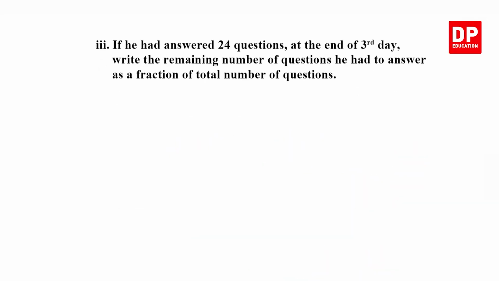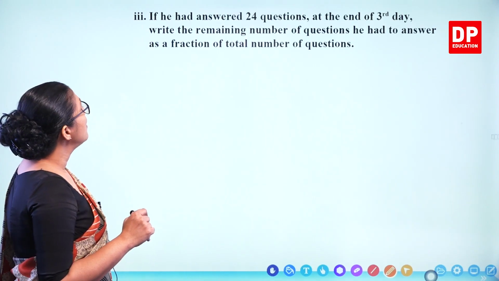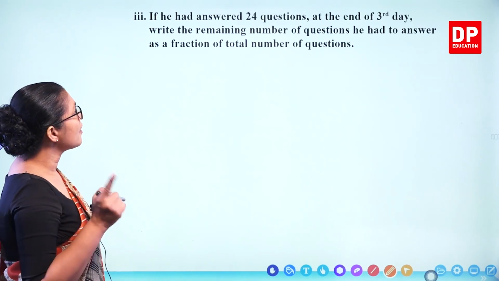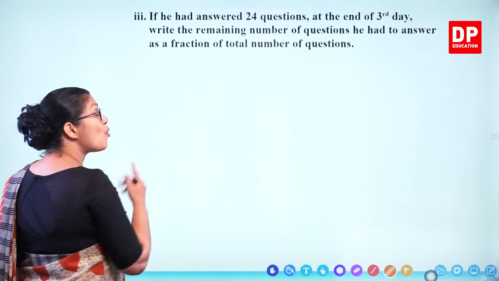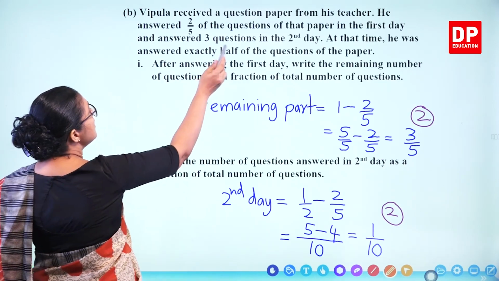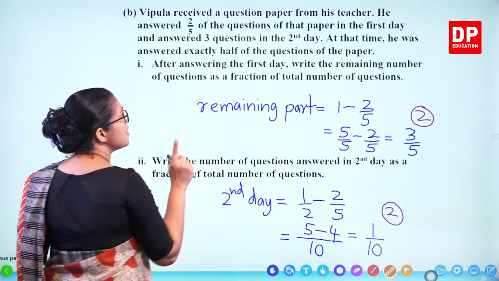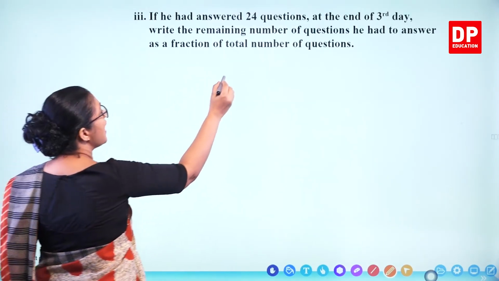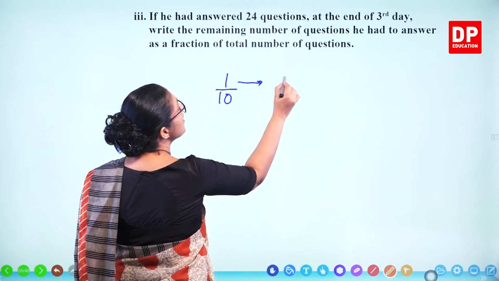Next part. If he had answered 24 questions at the end of third day, write the remaining number of questions he had to answer as a fraction of total number of questions. So if we had to answer 24 questions at the end of third day. Now we can find out total number of questions from this part. Second day he answered 3 questions. But what's the fraction there? 1 over 10. So 1 over 10 means 3 questions.